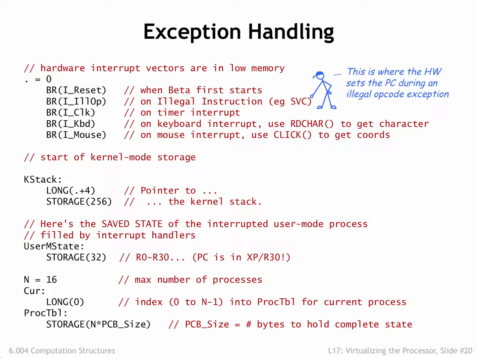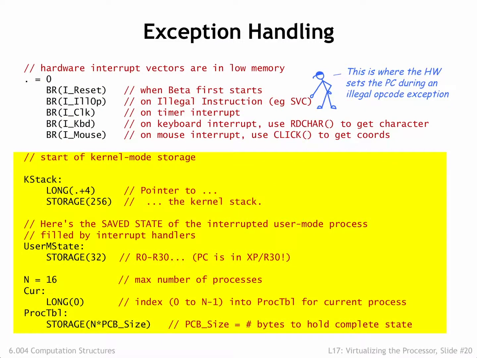Here's some code similar to that found in the tiny operating system, which you'll be experimenting with in the final lab assignment. Let's do a quick walkthrough of the code when an illegal instruction is executed. Starting at location 0, we see the branches to the handlers for the various interrupts and exceptions. In the case of an illegal instruction, the branch I_Illop in location 4 will be executed.